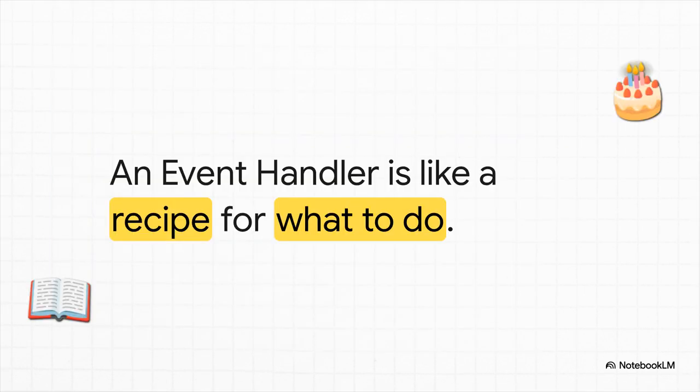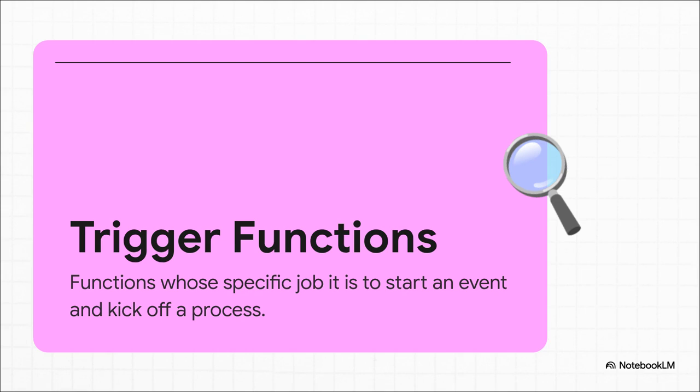So, to make it super clear, think of it like this. A user clicking Buy Now is like them ordering a cake. The event handler, that's the recipe. It lists all the steps in order: check inventory, process the payment, confirm the shipping address, and send a confirmation email. It's the step-by-step guide.